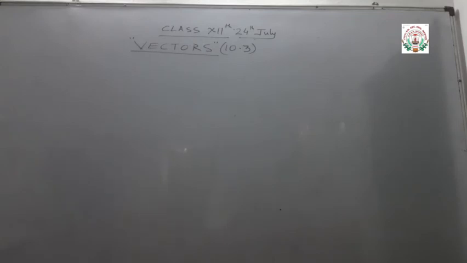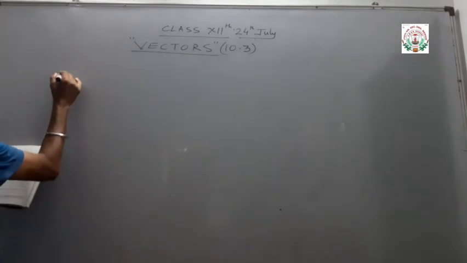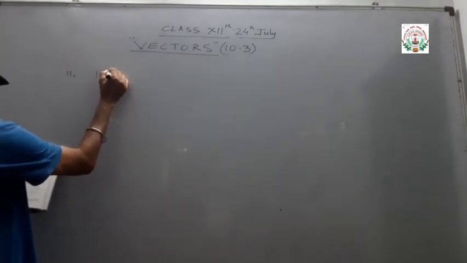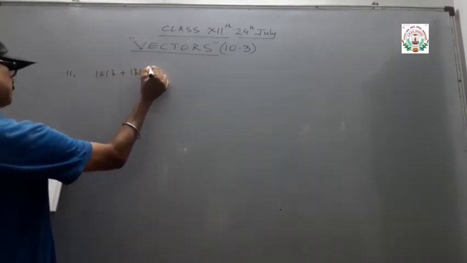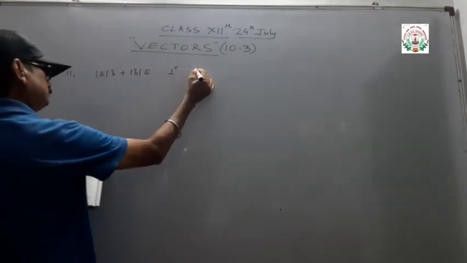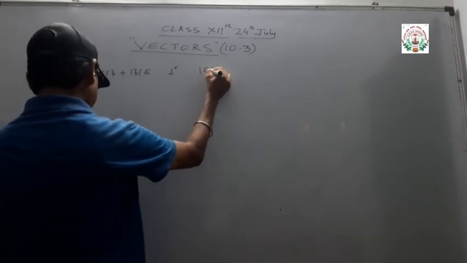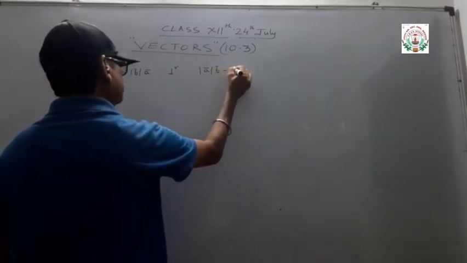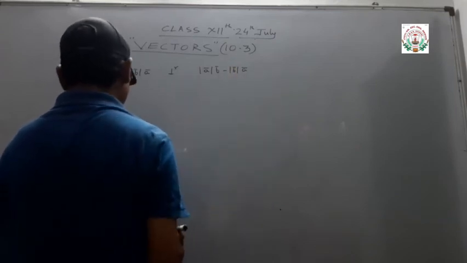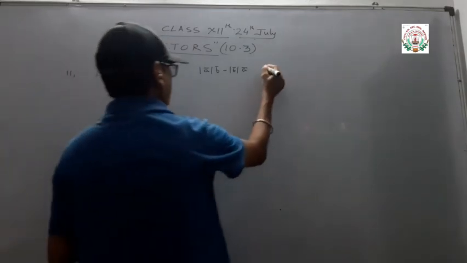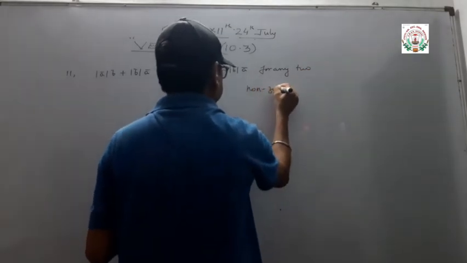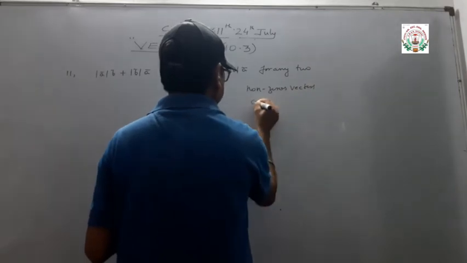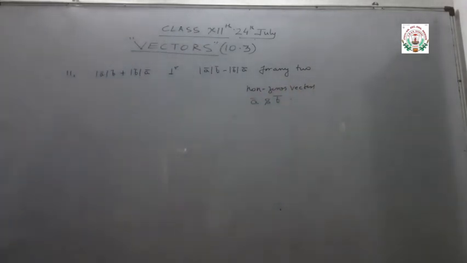Question number 11. Show that the vector |A| B plus |B| A is perpendicular to the vector |A| B minus |B| A, for any two non-zero vectors, vector A and vector B. Perpendicular means there again we have to take their scalar product.